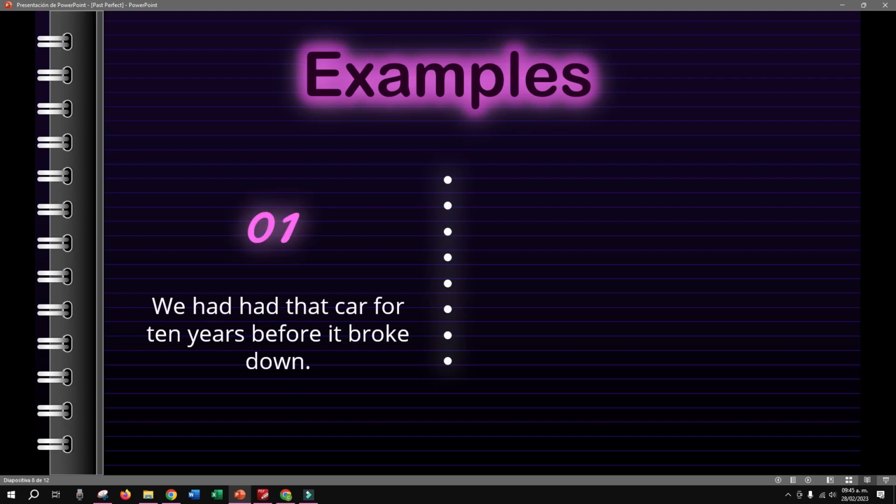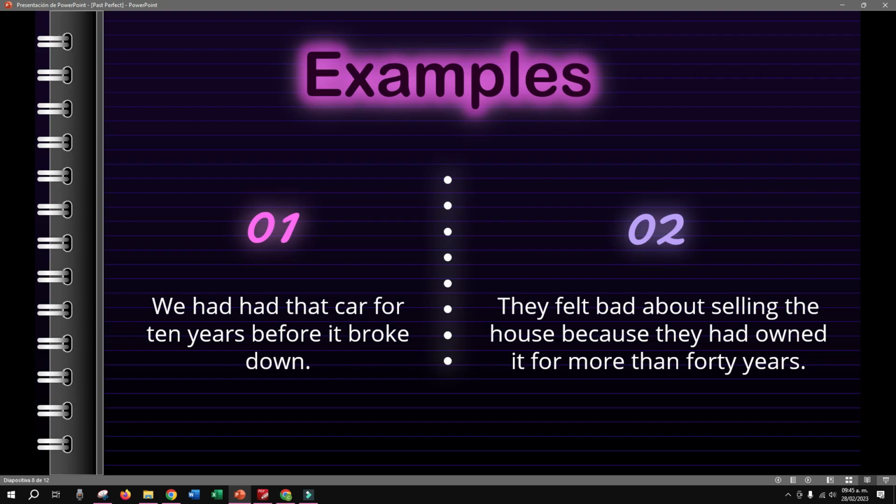We can say, we had that car for 10 years before it broke down, right? That will be that. We had that car for 10 years before what? It broke down. They felt bad about selling the house because they had owned it for more than 40 years, right?